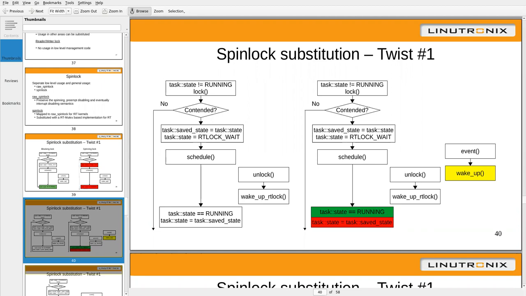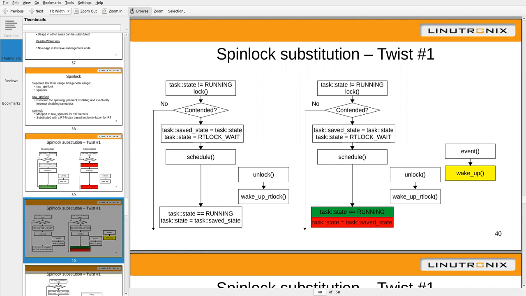Because, as I said, if the task state is not running, then the task usually queues itself for an event to happen or something to complete. So there's yet another wake up which is involved in that scenario. Let's look at it again. We save the task state, we set it to wait for the RT lock, schedule out. Now comes the unlock and the wake up RT lock, which makes it running. And then we have restored the task state at entry.